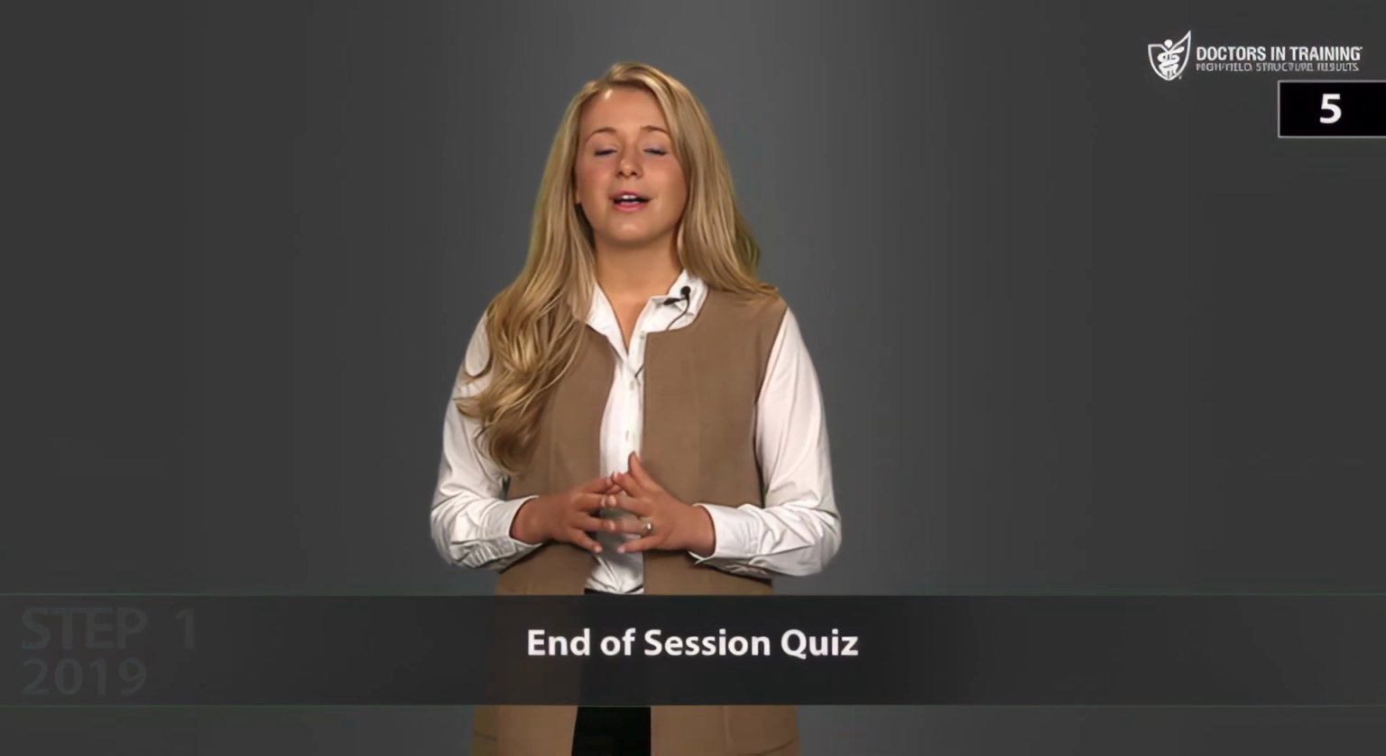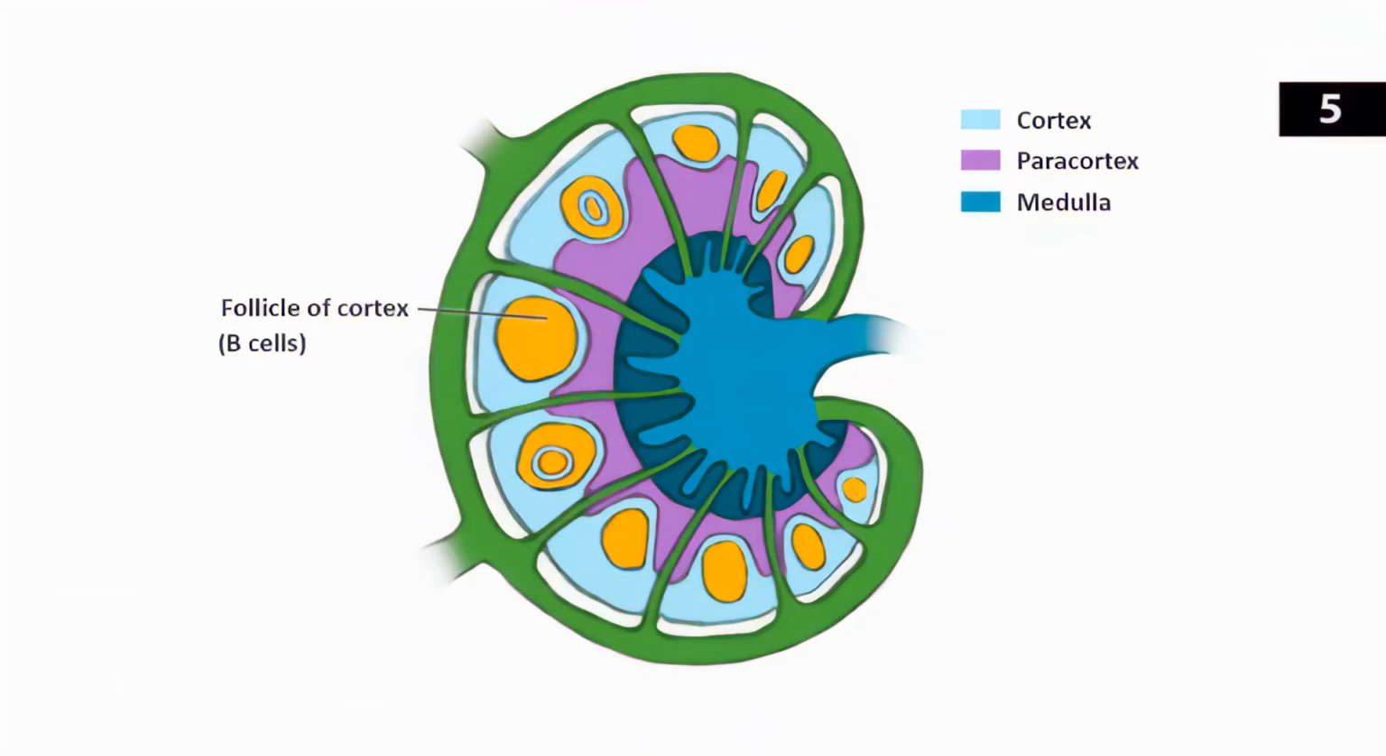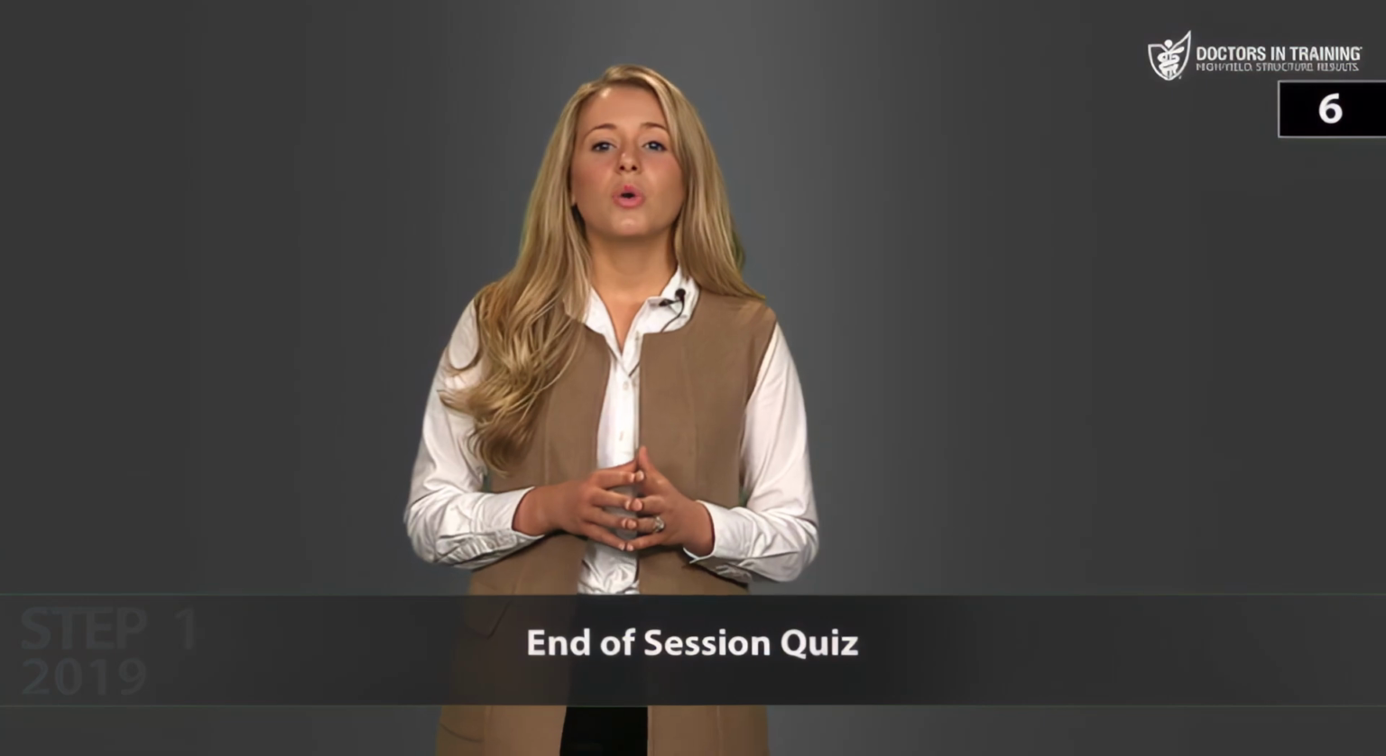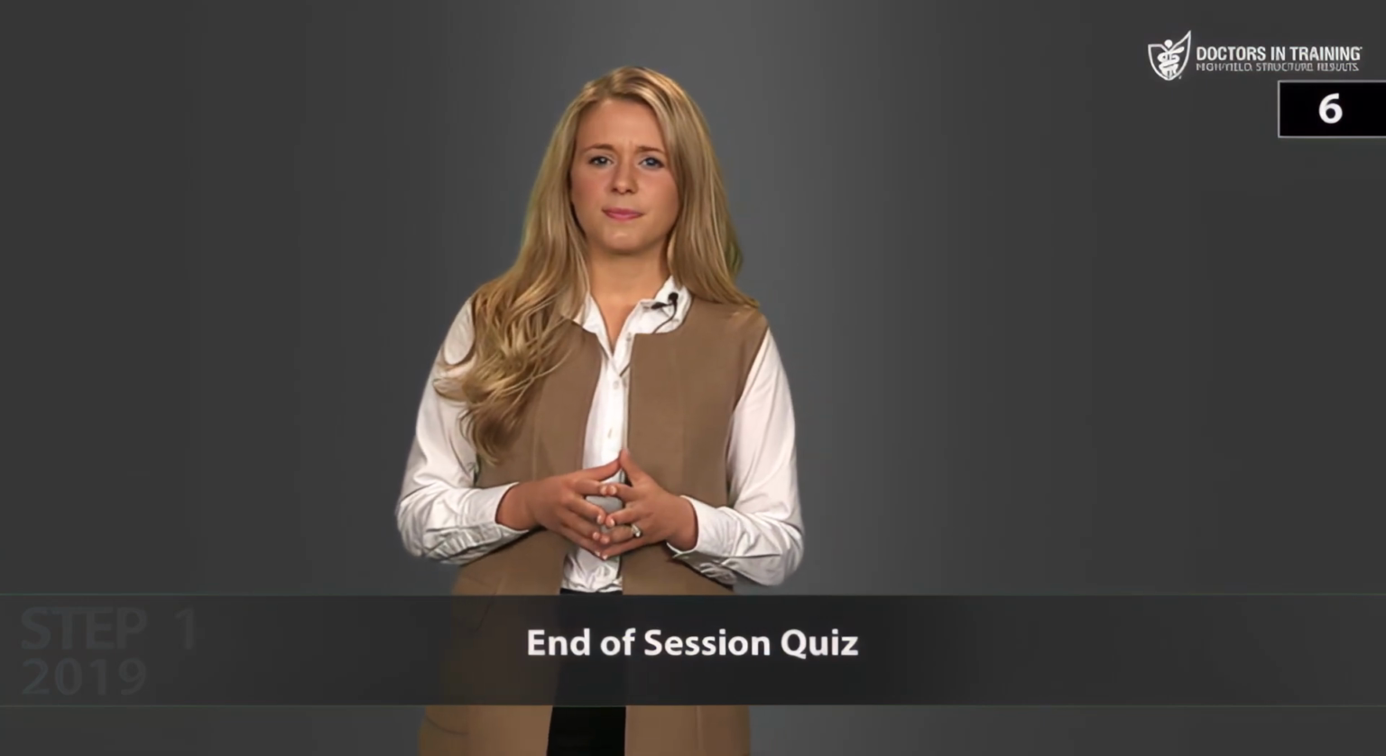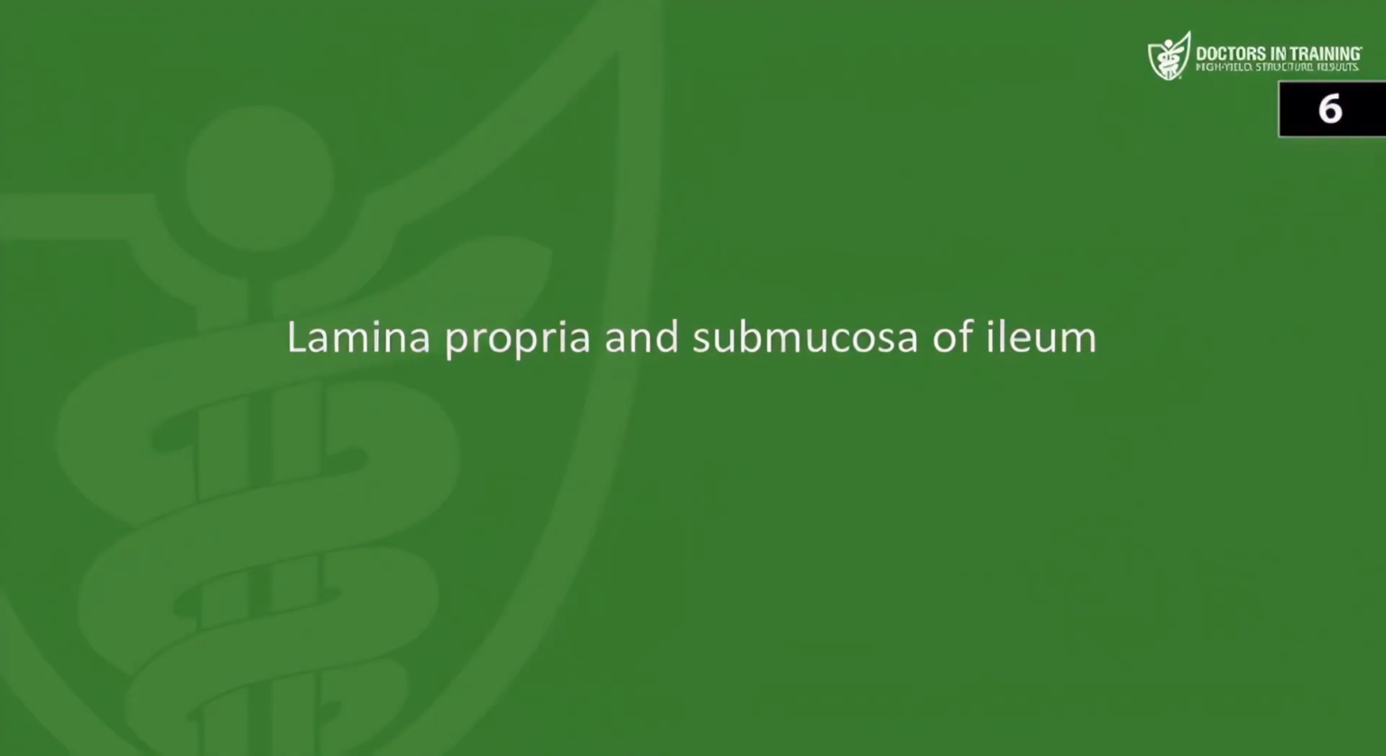Next, in what parts of the lymph node would B cells and T cells be located? B cells are found in the follicles of the cortex. T cells are found in the paracortex. Last question. Where would you find Peyer's patches? They're found in the ileum, specifically in the lamina propria and the submucosa of the ileum.